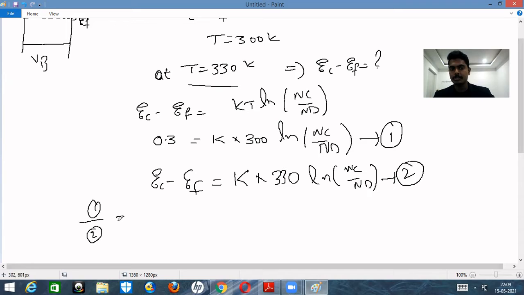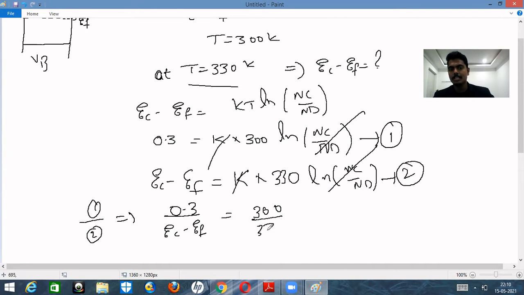Equation 1 upon equation 2 implies 0.3 upon EC minus EF is equal to, if we divide these both, the KT will get cancelled out, and ln of NC by ND will cancel out with each other. You will be left with 300 divided by 330, right? So the 0 will cancel out. Then EC minus EF will be 0.3 into 33 upon 30.